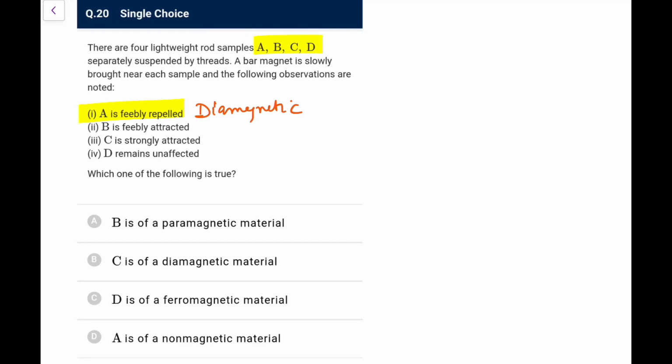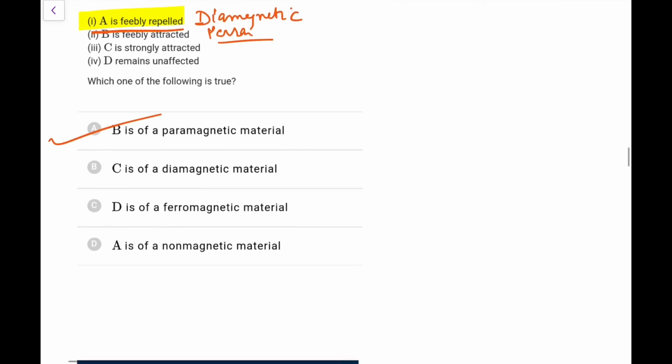Okay. B is feebly attracted, that means it is para. So B is paramagnetic. C is strongly attracted, that means it is ferro. And D remains unaffected, that means it is a non-magnetic one. So option A is appropriate only.